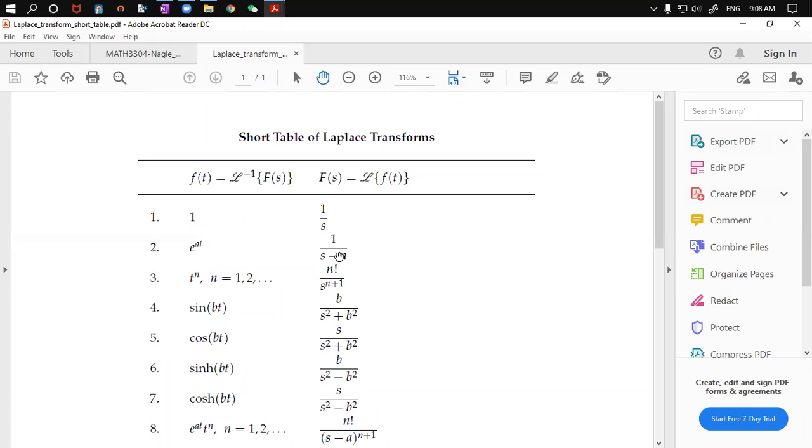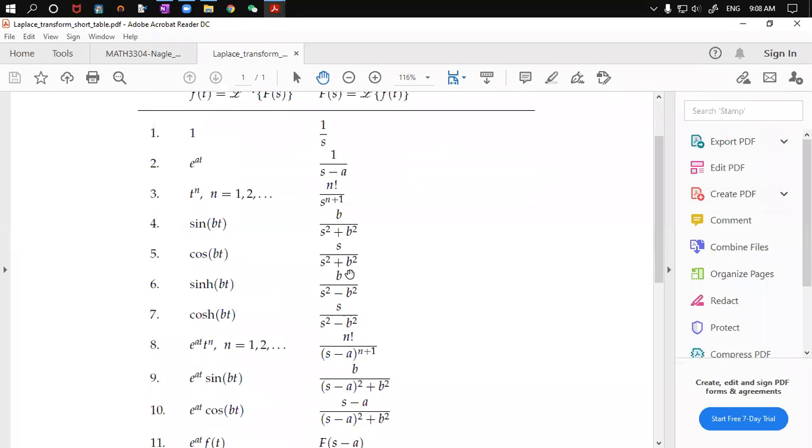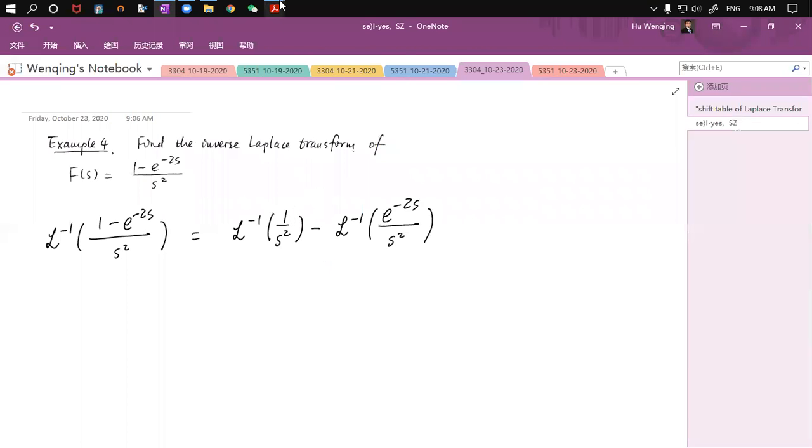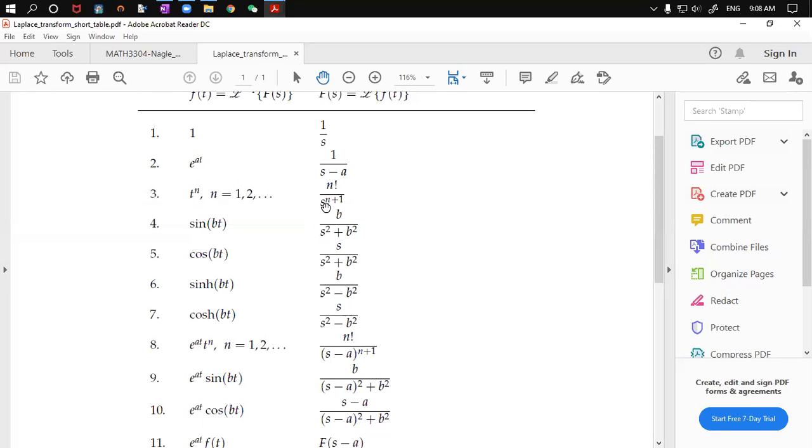So you look at the second column, and which line corresponds to the function 1 over s squared? Well, that means you have to use line 3, so that n is equal to 1 here. Let me annotate. I'm doing the following: I let n be equal to 1, so that n factorial divided by s to the n plus 1 is going to be 1 factorial divided by s to the power of 2. This is exactly the function you're looking at. Is that good, family? Okay.